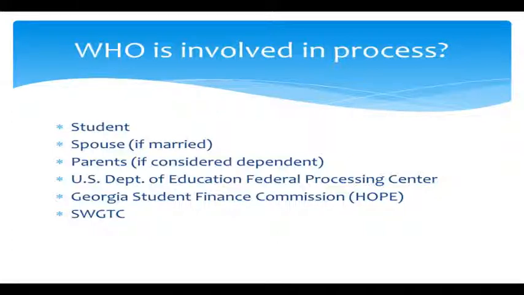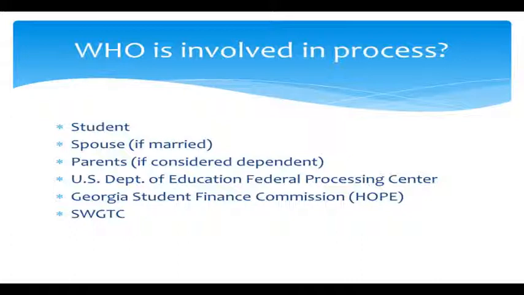Obviously the student, but when you're talking about financial information, who do you have to include on there? It's going to depend if you're married, if you're not married, if you have kids or don't have kids, how old you are, all those kind of things. So the student obviously is involved. If the student is married, they have to include the spouse's information on there as well, so their financial information. If the student is considered dependent, they have to include their parents, and we'll talk more about which parents have to be included in just a minute.